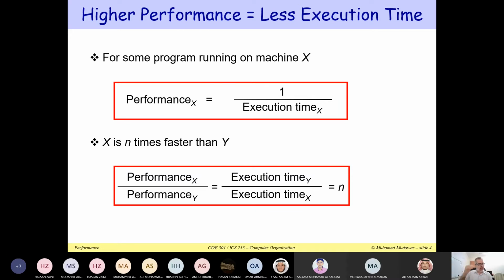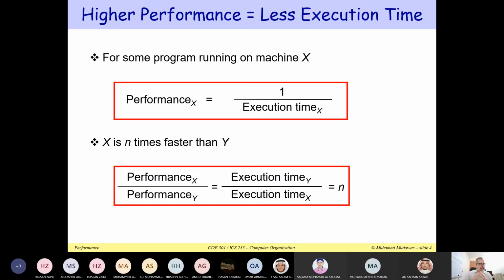If this ratio is equal to n, it means that the execution time on X is n times shorter than Y, or the execution time on Y is n times longer. Notice that we are dividing the execution time on Y by the execution time on X. If this ratio is equal to n, and n is greater than 1, we say that X is faster than Y by this factor n.